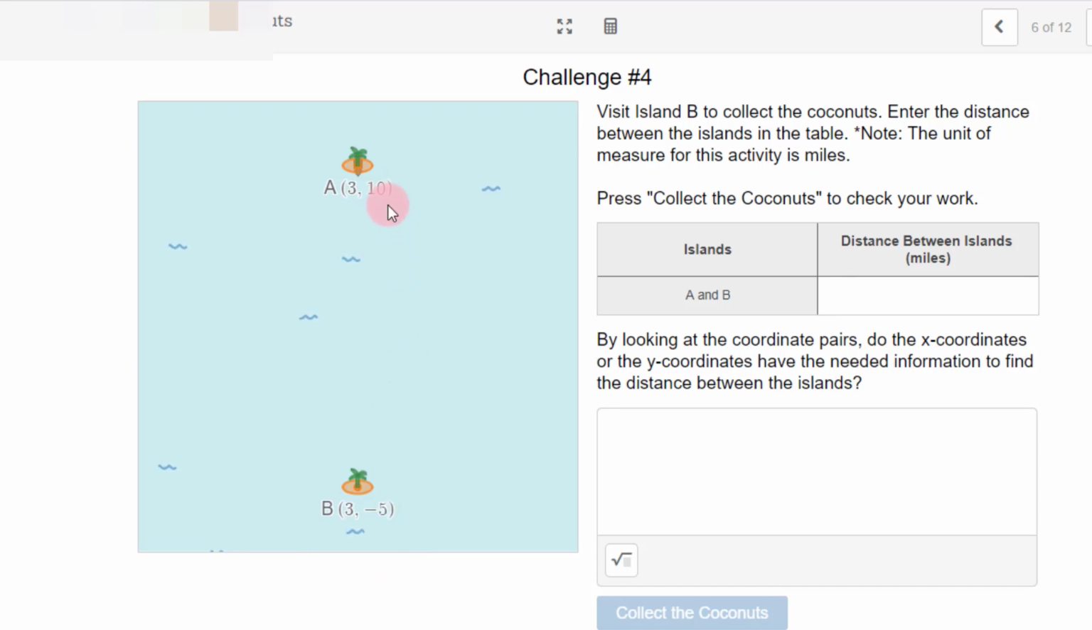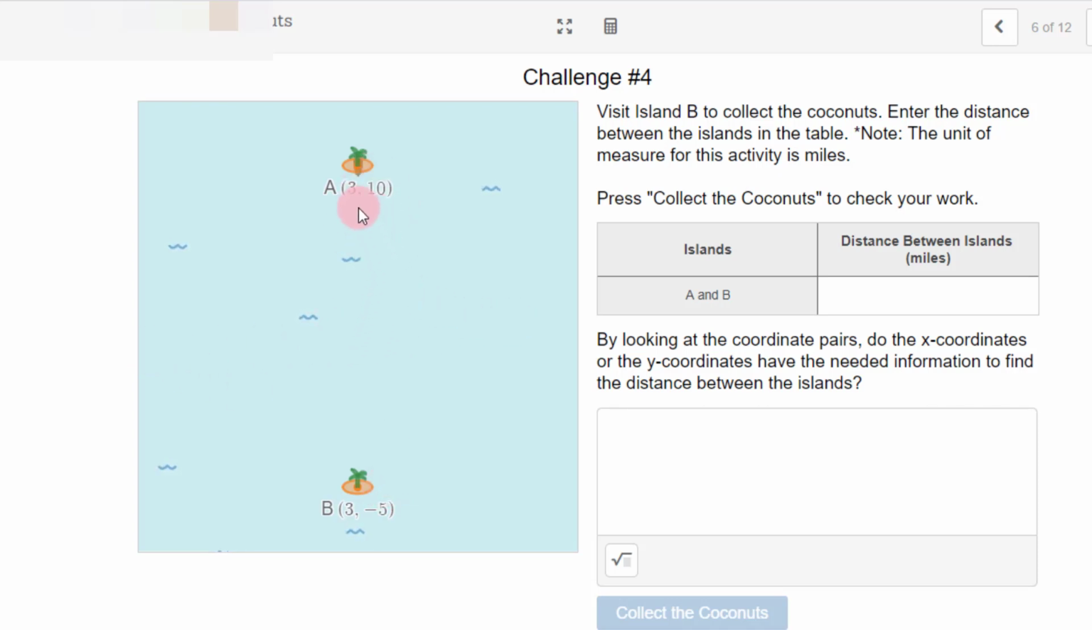So the students still have to figure out, okay, what am I doing? I'm looking for a vertical distance. And what you're wanting the students to do, to construct in their mind, is that if I want to calculate a distance vertically, I need to look at my y-coordinate. If I want to look at a distance horizontally, I want to look at the x-coordinate.